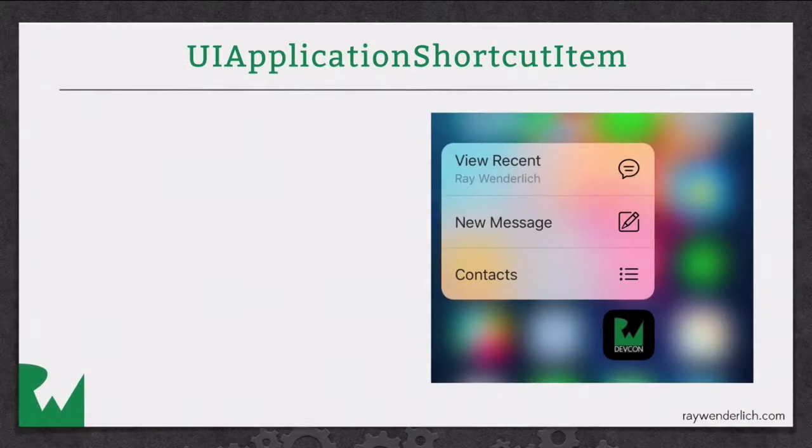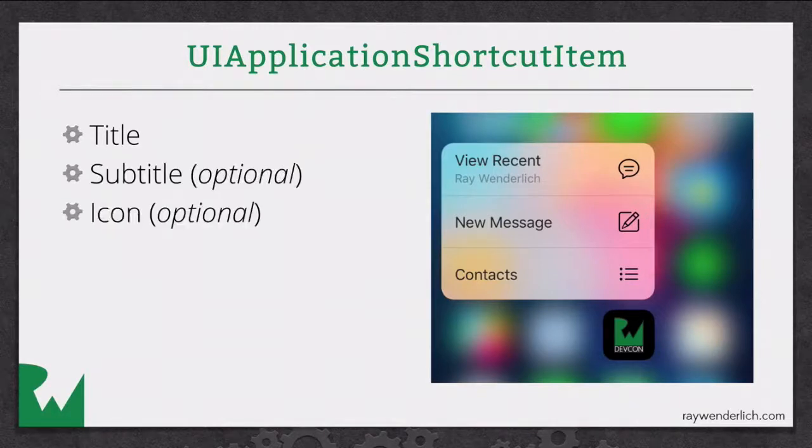Let's take a look at the actual API for adding a shortcut to your app. The main class that we'll be working with is UIApplicationShortcutItem. This item has a title, an optional subtitle, an icon, and a type. This type is just a string that lets your app identify what sort of action was actually taken from the home screen when your app launches.